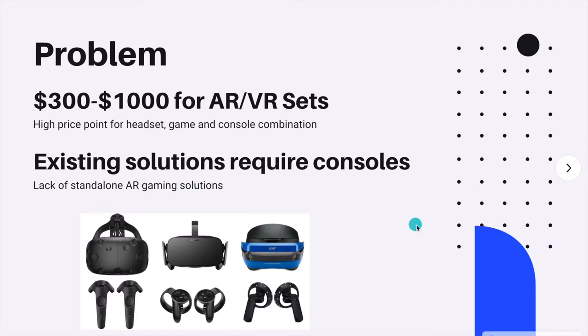For FruitNinja AR, we seek to solve a couple problems. So at first, we found that any AR or VR headset would cost anywhere from $300 to $1,000. So this is a high price point for any headset or game console combination. And if anyone wants to get involved with augmented reality games, they would have to pay this price point. And most existing solutions require consoles. So for example, the PS4 VR headset requires the PS4 gaming console. So you need to buy two things.